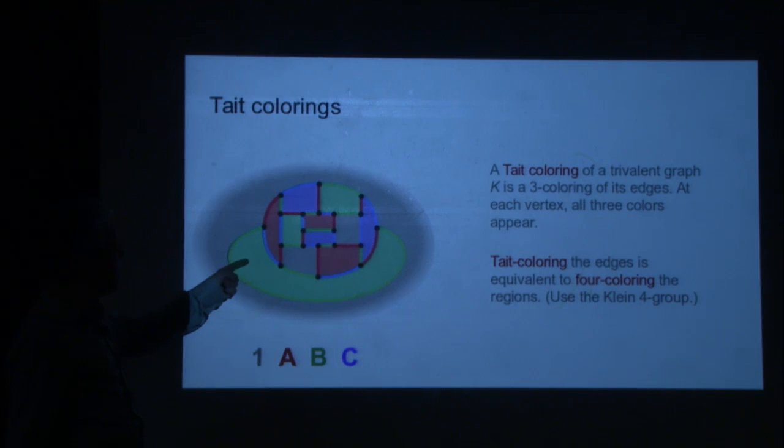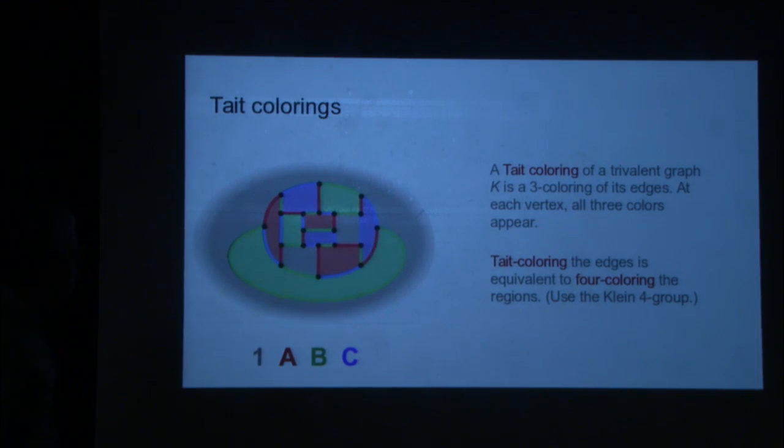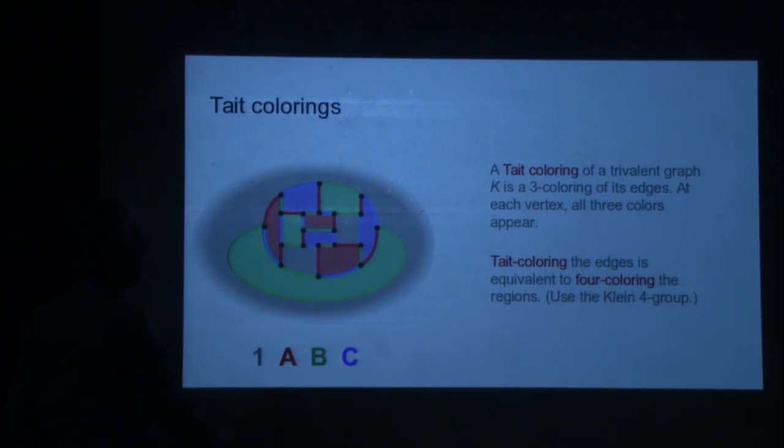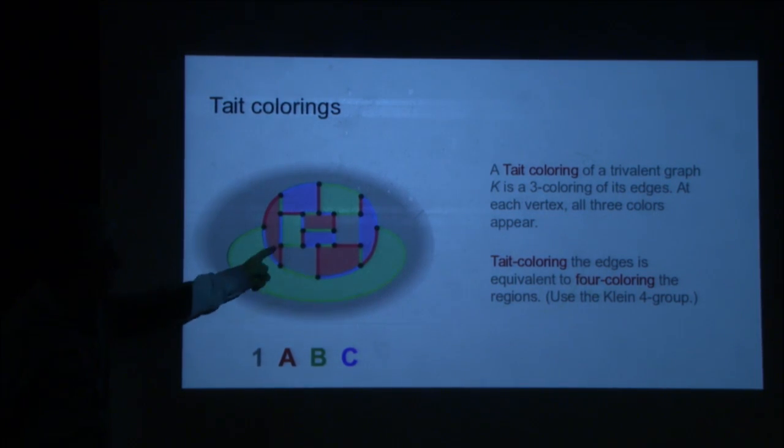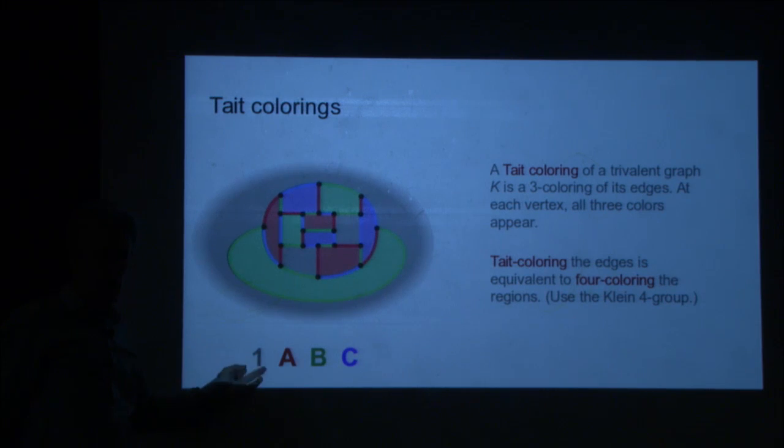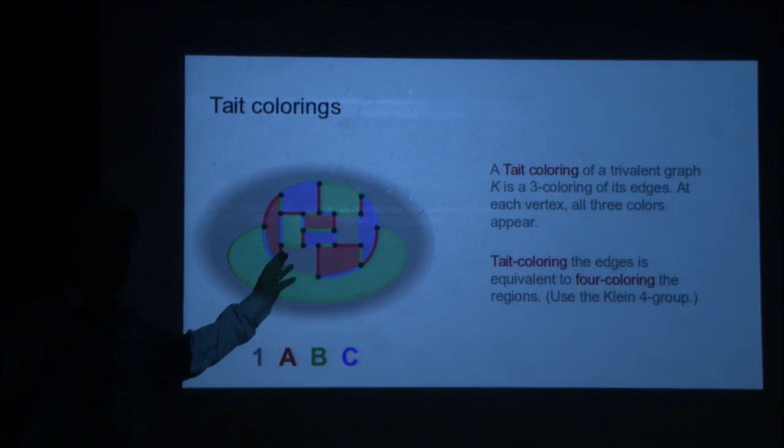So if here you've got a green region, you cross a blue edge, green times blue is red in the Klein 4 group, you color the next region red. And the fact that this is consistent, the fact that it doesn't matter which path you choose as you wind in, just depends on the fact that at every vertex, the 3 edges are colored A, B, C, and in the Klein 4 group, A times B times C is 1.